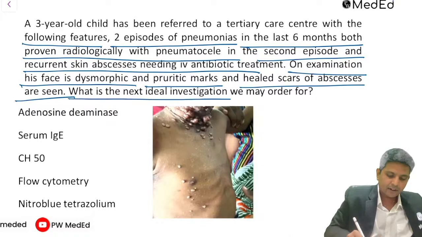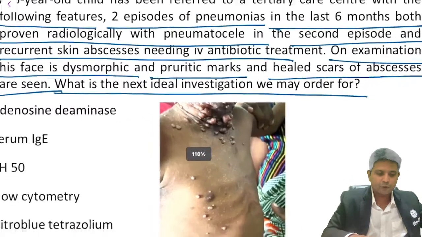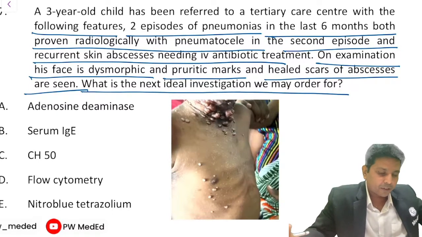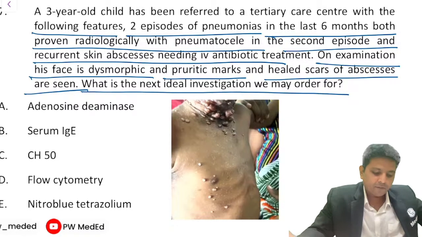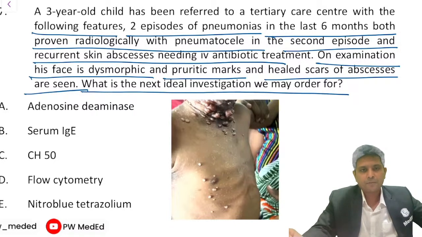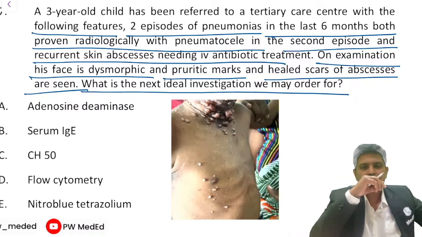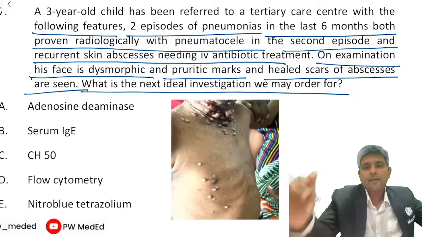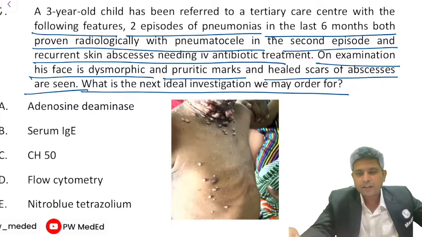What is the next level of investigation and what is the photo that is given here? So what is this? The child having recurrent abscess, pneumonia, pneumatocele formation, multiple abscesses, multiple pruritic marks. What is the next level of investigation? We are dealing with a case of primary immunodeficiency. Primary immunodeficiency, 1.5 sessions were discussed in detail in our PW app.